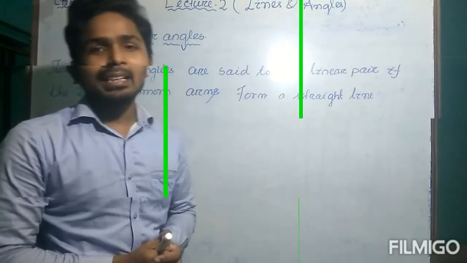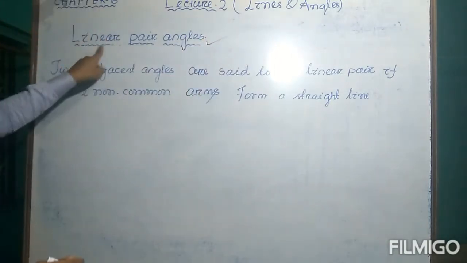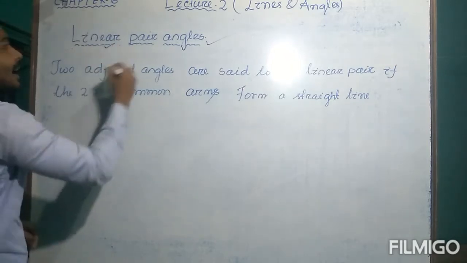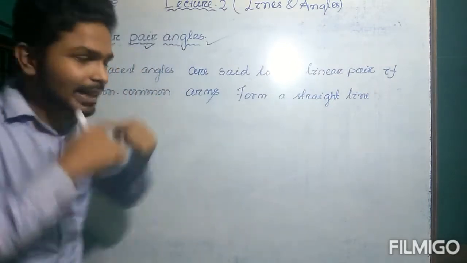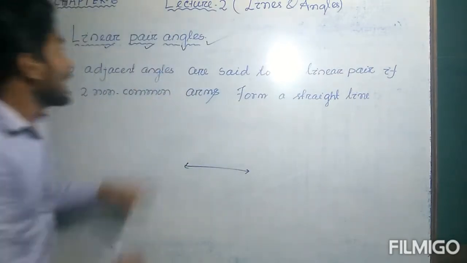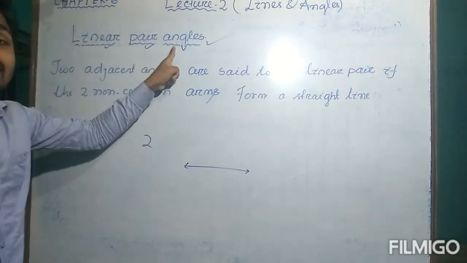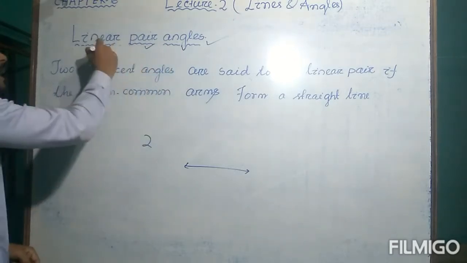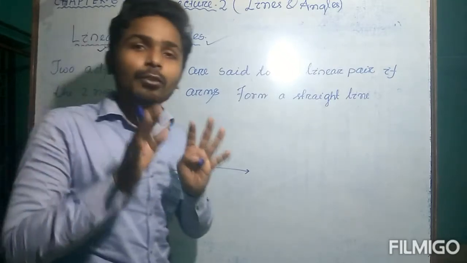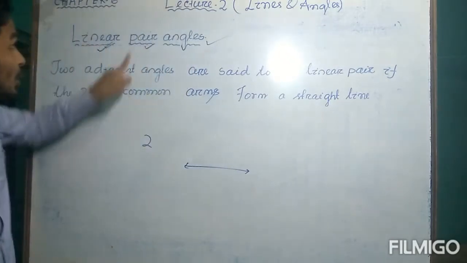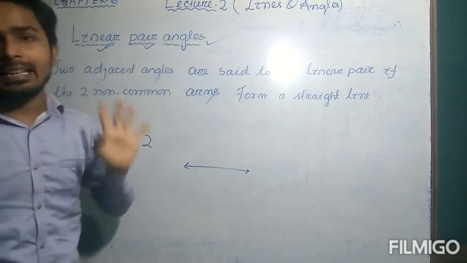So the next type of angle is linear pair angles. You can see there are two terms. One is linear, another is pair. What is the meaning of linear? Linear means a line, a straight line, like this. And pair means two. So two angles are said to be a linear pair if they form a line. This is the simple definition, not the exact definition, but for better understanding, you can remember it.